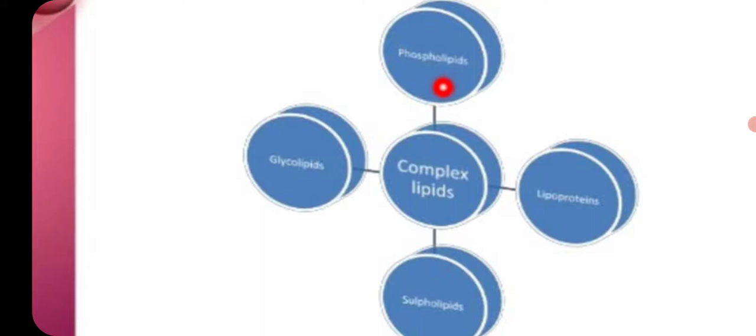Phospholipid further divides into glycerophospholipid and sphingophospholipid. Glycerophospholipid is made up of fatty acids and glycerol, glycerol in the form of alcohol. Phospholipid, as I told, is divided into two types. Glycerophospholipid is made up of fatty acids, glycerol, phosphate group, and some nitrogen containing compound is there.